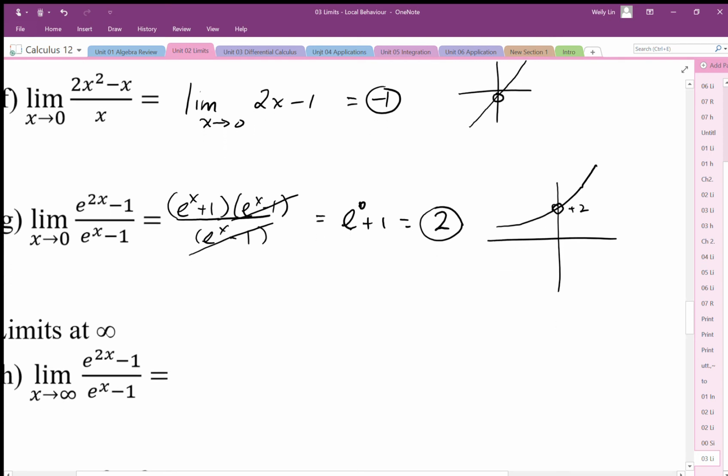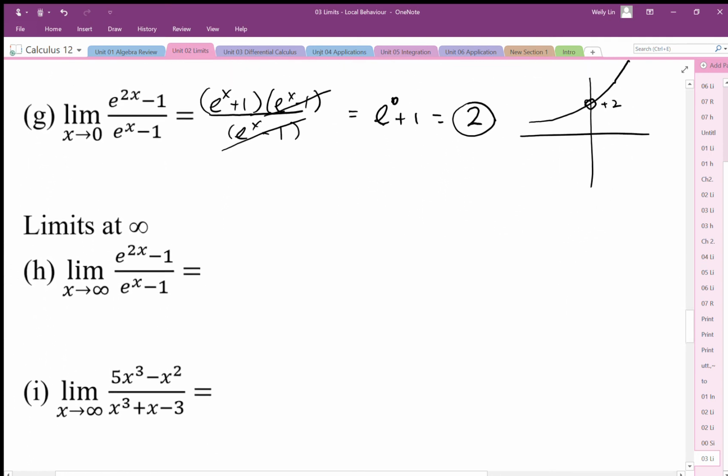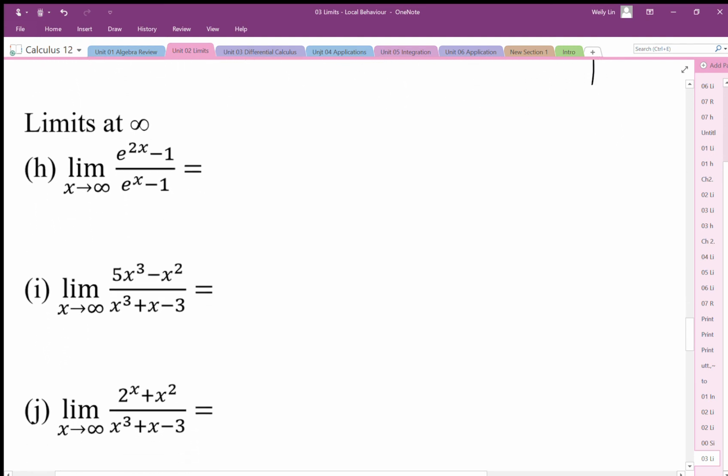Okay, so those are local behaviors. These are endpoint behaviors, which tend to be a little bit easier. For one thing, because we're going to infinity, they are naturally one-sided limits. You can't approach infinity from both sides. You can only approach it from one side. So when we look at endpoint behavior, we can talk about strong over weak. And that's a very easy argument to use.